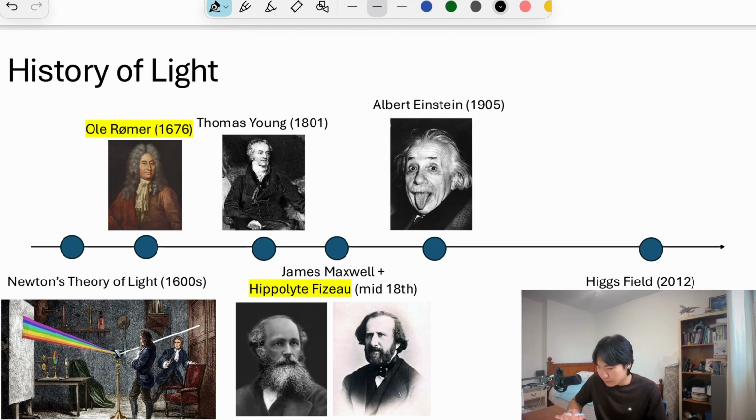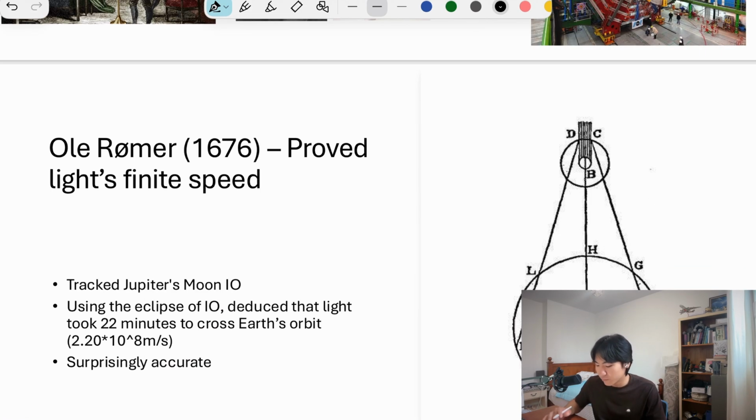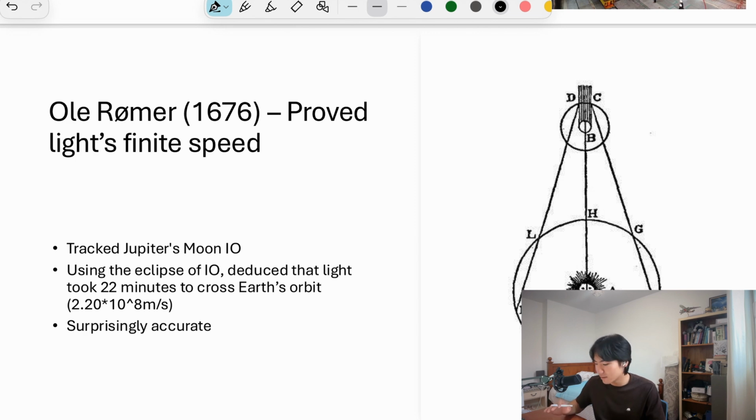So these are the two key figures that we're going to introduce: Ole Rømer, I'm probably pronouncing that wrong, and Hippolyte Fizeau, right? I'm going to introduce two new key figures of the discovery of light. Okay, the first one, Ole Rømer. What he proved is that the speed of light is not infinite, but finite, basically. Okay, the speed of light has a maximum speed, basically.